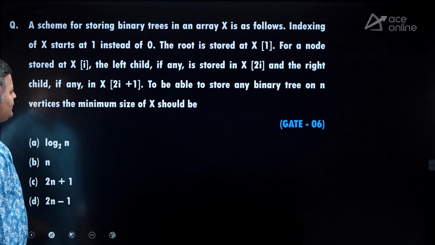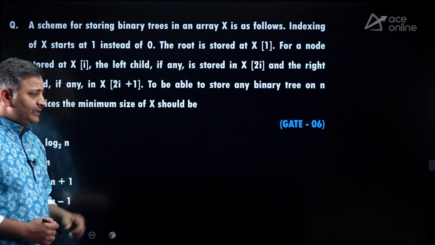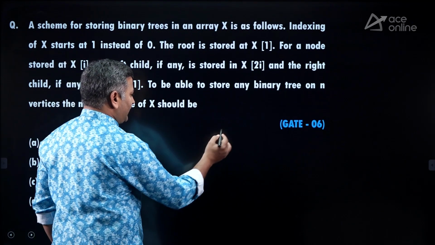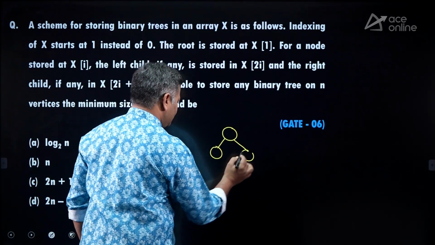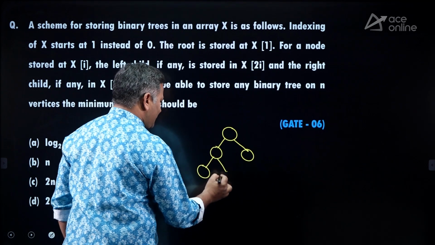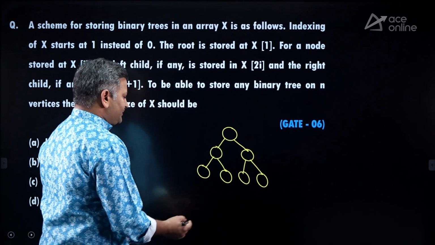Next, this question is related to array concept, array representation of binary tree. You also read the question, simultaneously draw the diagrams. By using questions, I am able to revise all the concepts, friends. It's the best approach for revising concepts.